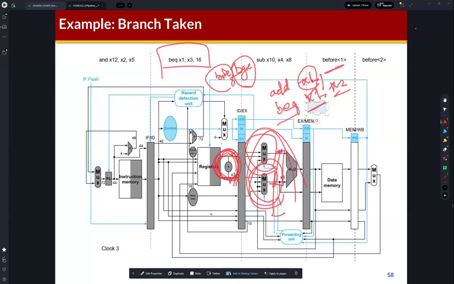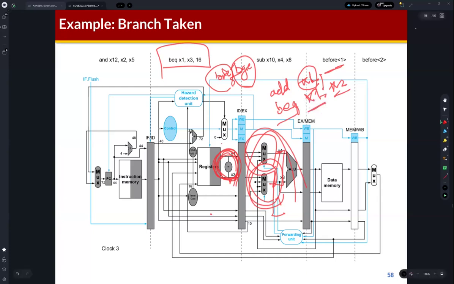So new data hazards are caused by this solution, okay? Because the BEQ cannot receive data from the forwarding multiplexers, since the BEQ is performed in the ID stage.